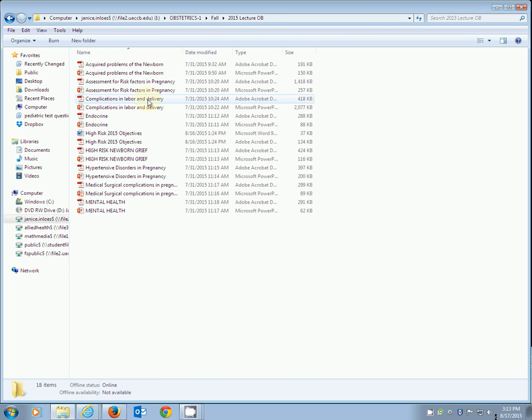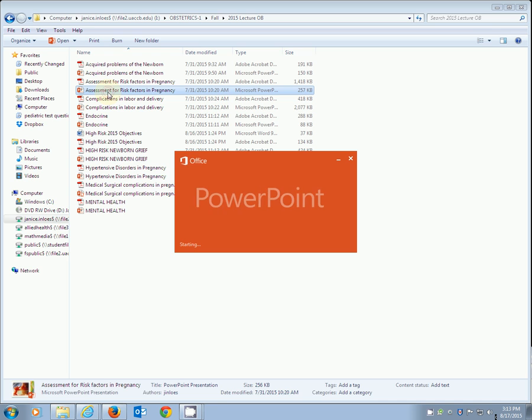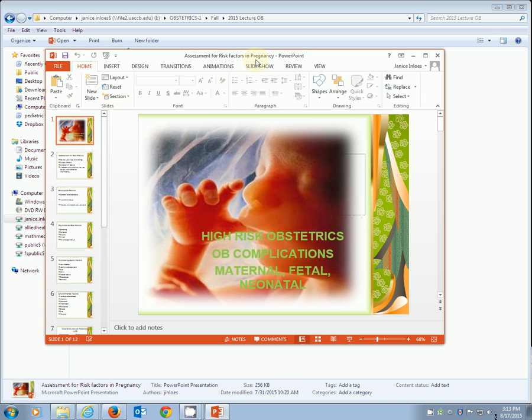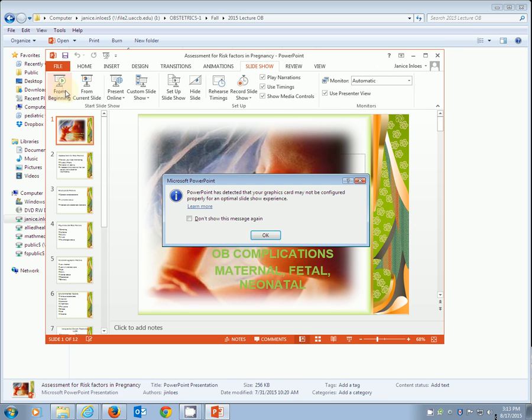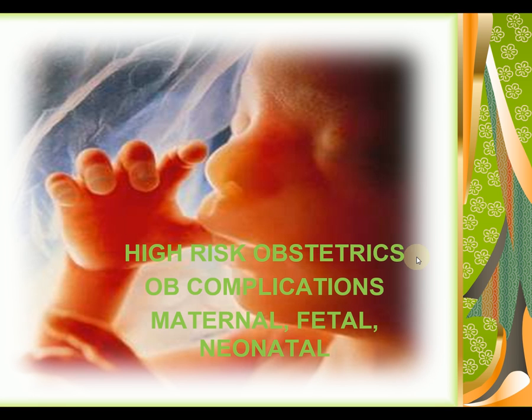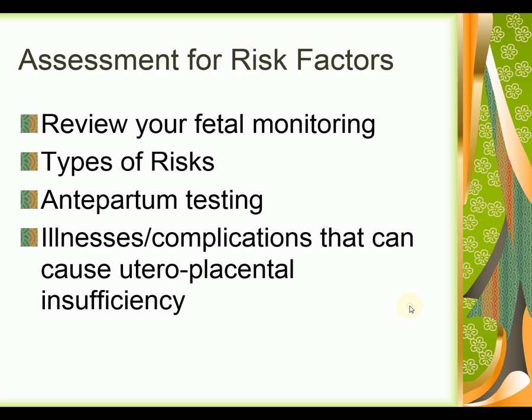Okay, so the first one we're going to talk about is the assessments risk factors. So let's get it up and going. Alright, so we're going to be talking about the high risk obstetrics, OB complications that we've already talked about.